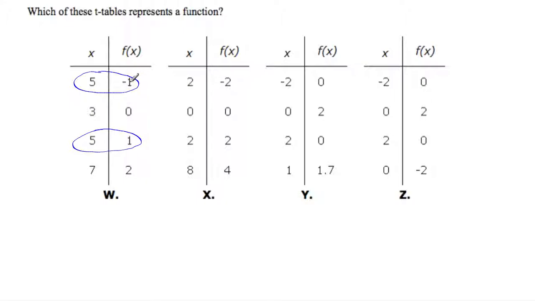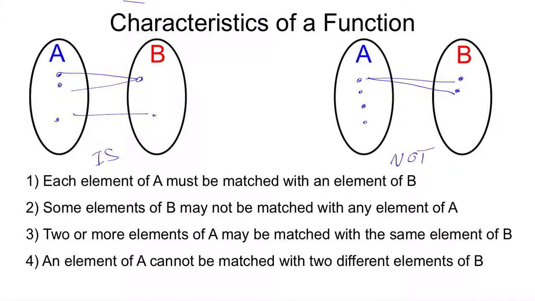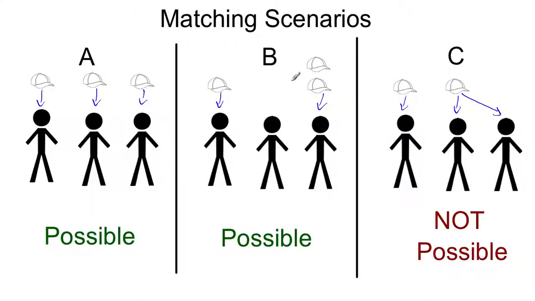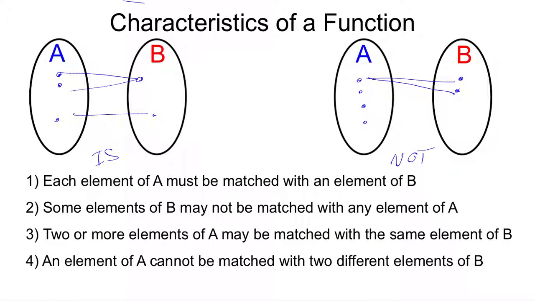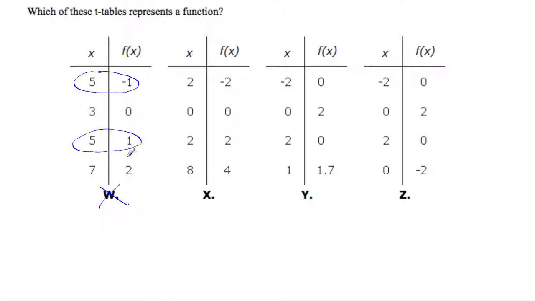Is that possible? No, that's not possible. That's not a function. That, again, is like two different people getting the same hat. It does not work. We can't do it. Now here, again, in x, we have the same x value giving us two different y values. It's the same thing as w, can't happen.